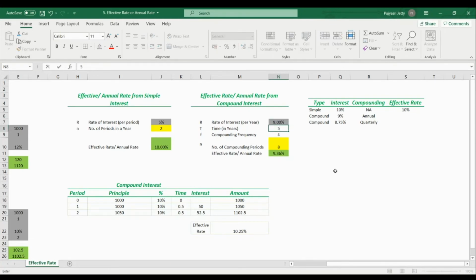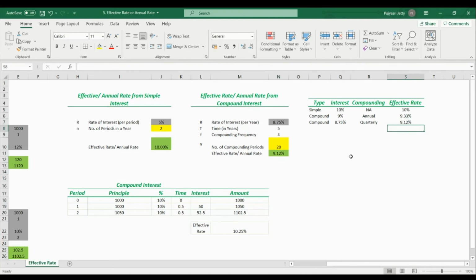The number of years is 5. Since it is annually compounded, the compounding frequency is 1. So you can see the effective rate is 9.3 percentage. And this is better than the earlier option of simple interest. Now moving on to the third option, you have a rate of interest of 8.75 percentage. Time is the same, 5 years. Compounding frequency is quarterly, so it is 4 times in a year. The compounding periods are 20 now and the effective rate is 9.12 percentage.